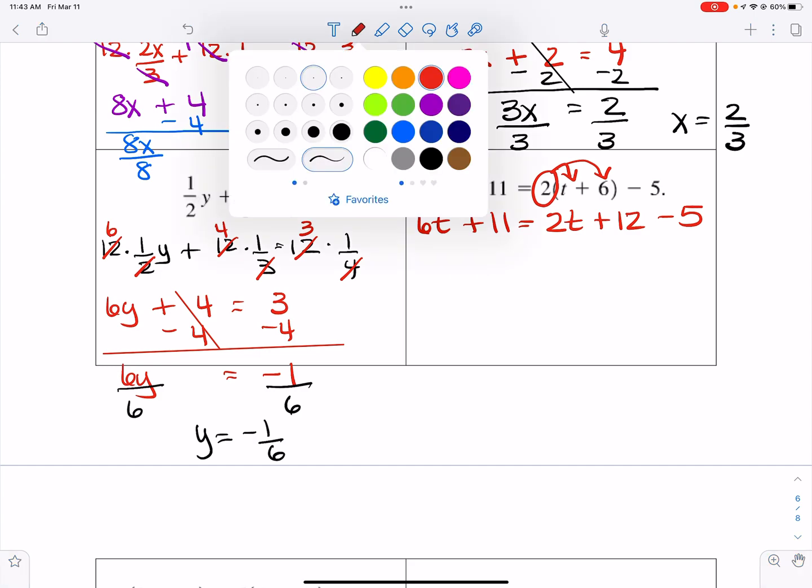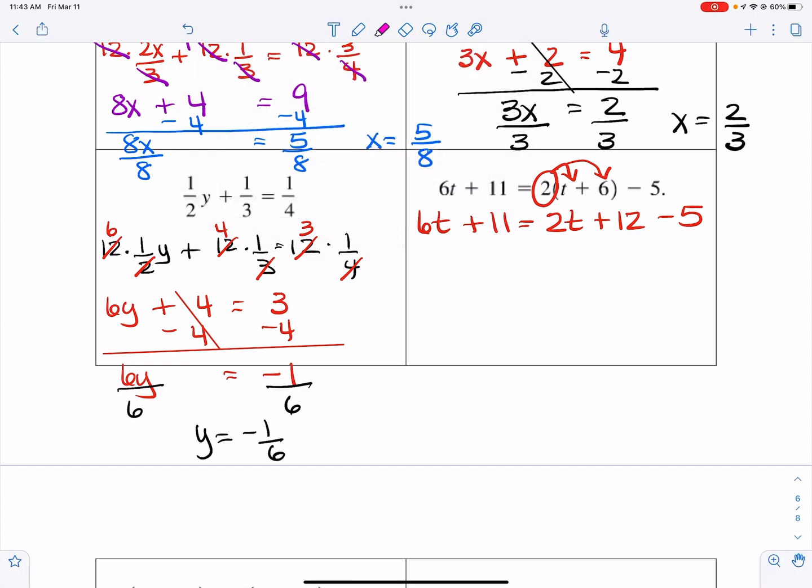Now I have to recognize that I have like terms on the same side of the equation. So if I have like terms, those need to be simplified. You only undo if you're moving from one side of the equal sign to the other. So 12 minus 5 gets replaced with 7.